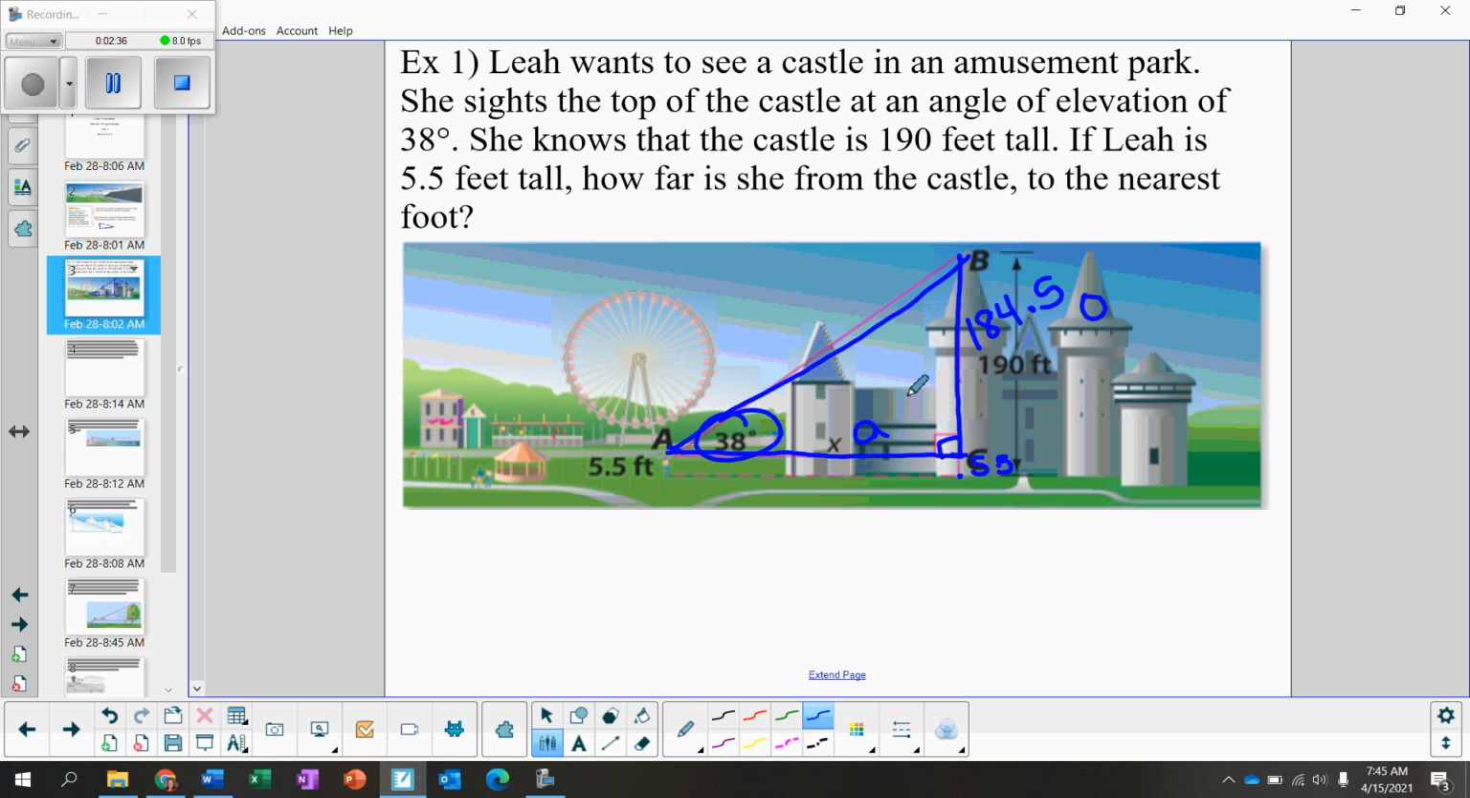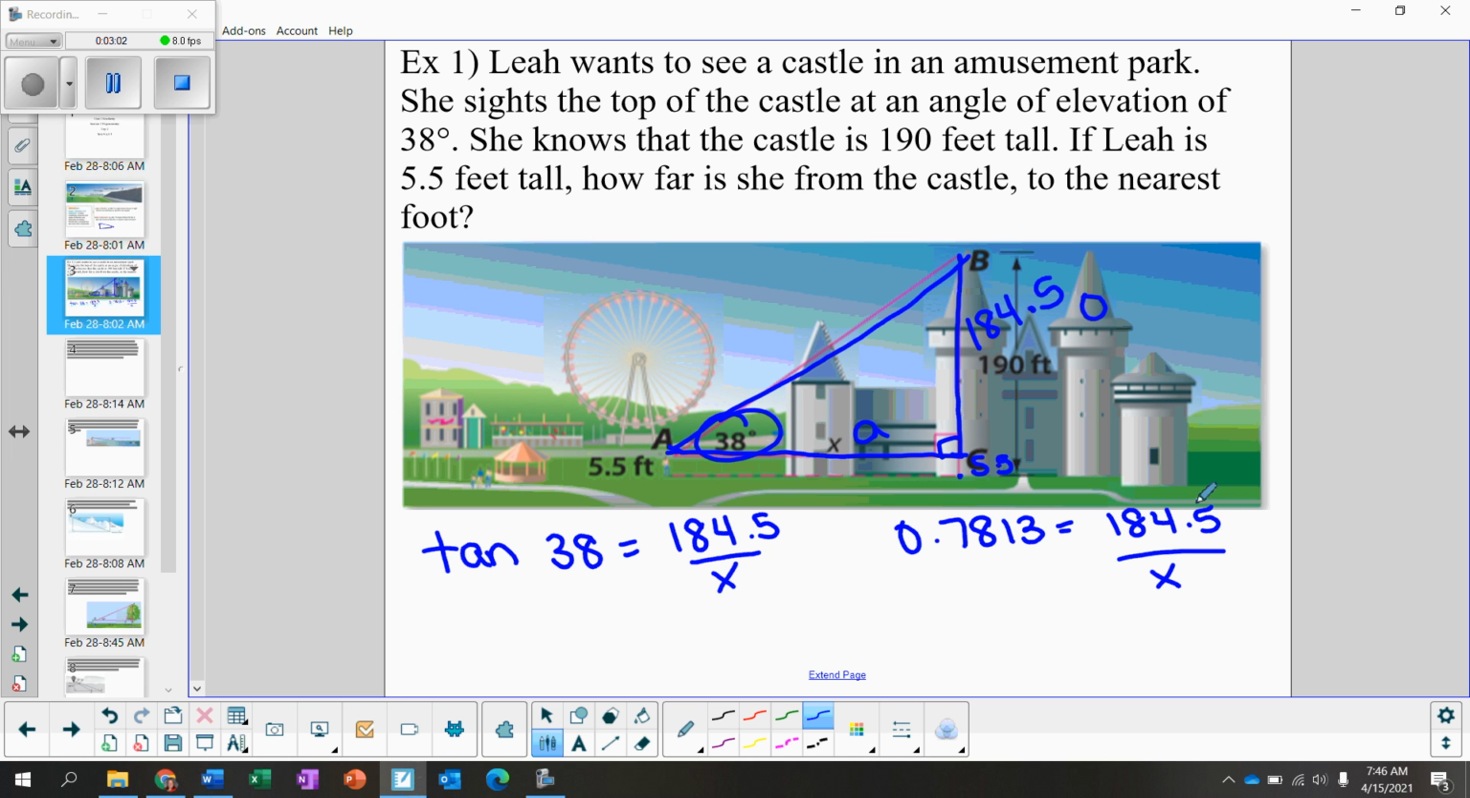So using O and A, or opposite and adjacent, we're going to set up tangent of 38 equals 184.5 over x. So finding the tangent of 38, we get 0.7813. And because the x is on the bottom, we're going to end up doing 184.5 divided by that decimal, and we get 236.15. So it asks us how far is she from the castle to the nearest foot, so we'll say 236 feet.